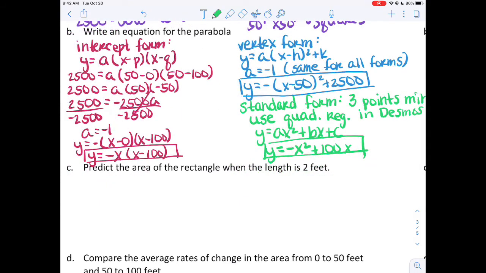Part C asks us to predict the area of the rectangle when the length is 2 feet. So remember that length is our x value. We could plug into any of the 3 versions of the equation that we wrote above. It seems like the standard form might be the easiest one.